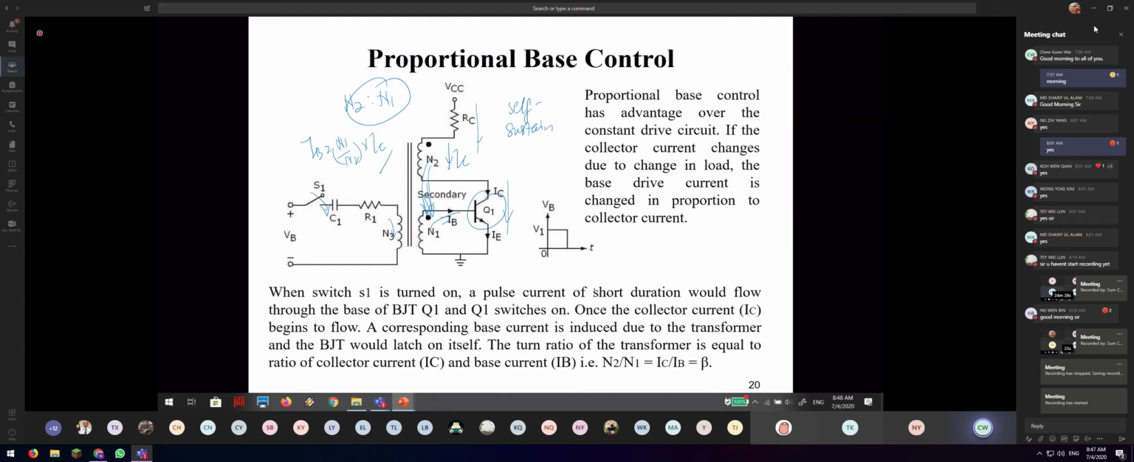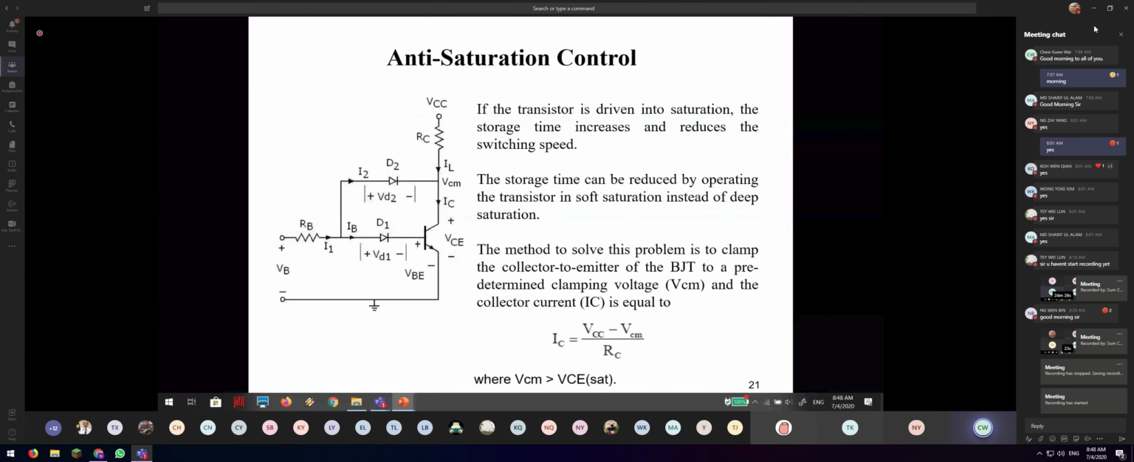This is a formula: N2, N1. So IC over IP is N1 over N2. So it's the same formula. This is some of the design. Now, anti-saturation. Just remember one thing: the purpose of anti-saturation is to avoid too much current inside IC here, so that I can switch off faster. So this is the general idea about the anti-saturation method.